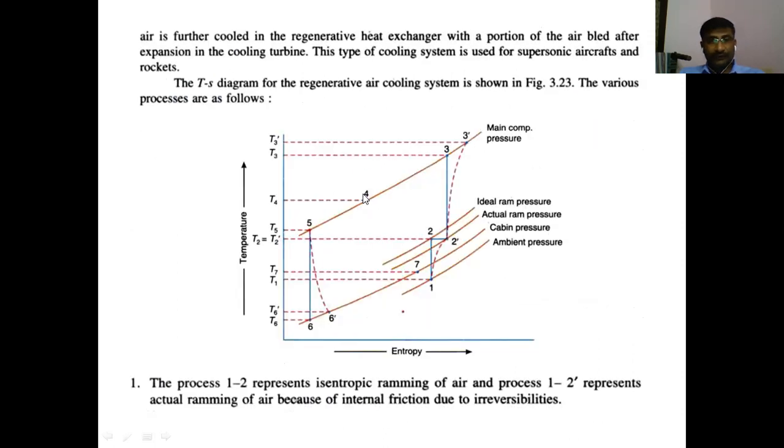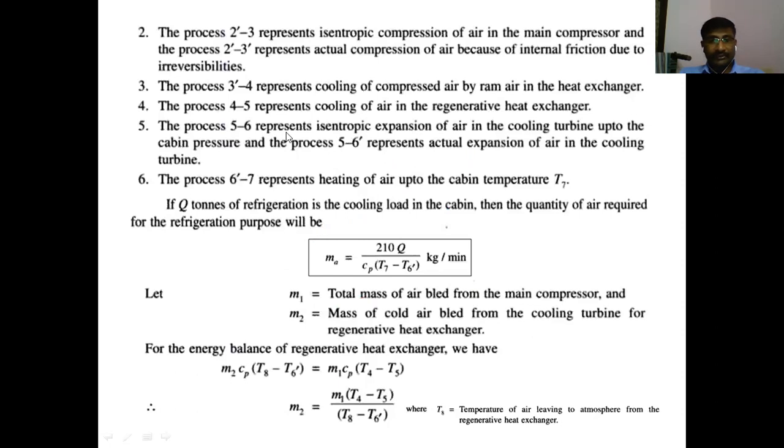4 to 5 is the cooling. 3 dash to 4 is also cooling, but it occurs in the first heat exchanger. 4 to 5 occurs in the second heat exchanger, that is the regenerative heat exchanger. 5 to 6 is the isentropic expansion of the air in the cooling turbine, and 5 to 6 dash is the actual expansion of air in the cooling turbine. And 6 dash to 7 represents the heating of air up to cabin temperature T7.